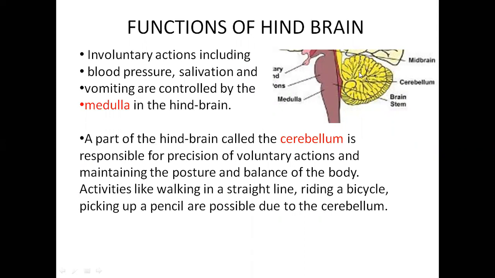Cerebellum is the largest part of the brain after the cerebrum. The cerebellum helps us to perform specific movements. For example, if we want to walk in a straight line, or we are riding a bicycle, while riding a bicycle we need to maintain posture and balance. That all happens because of the cerebellum. Similarly, if we want to pick up a pencil, the precision of our fingers to pick up the pencil is possible because of the cerebellum.